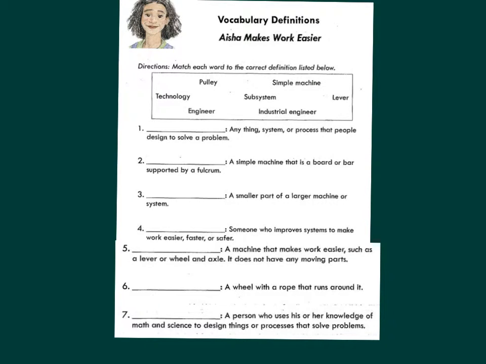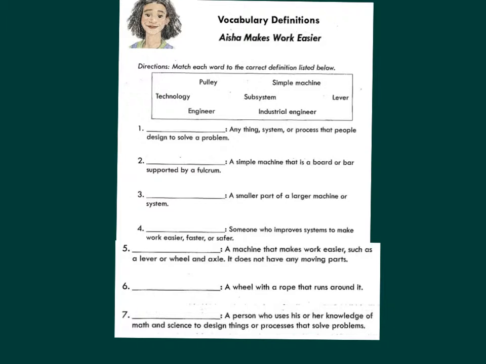Vocabulary definitions, Aisha Makes Work Easier. Directions: Match each word to the correct definition listed below. Our options are pulley, simple machine, technology, subsystem, lever, engineer, and industrial engineer.